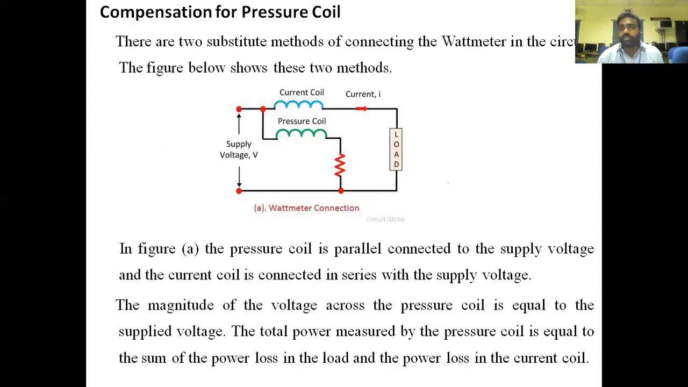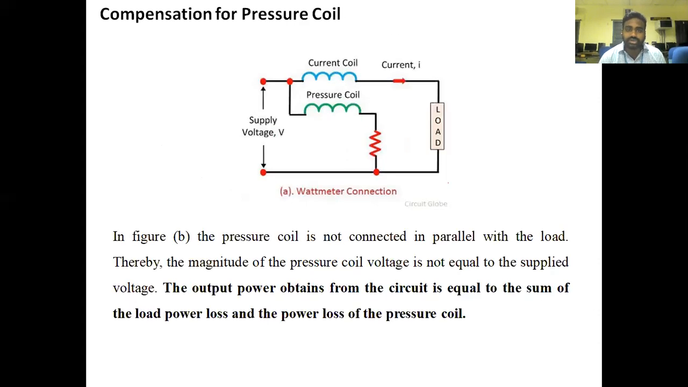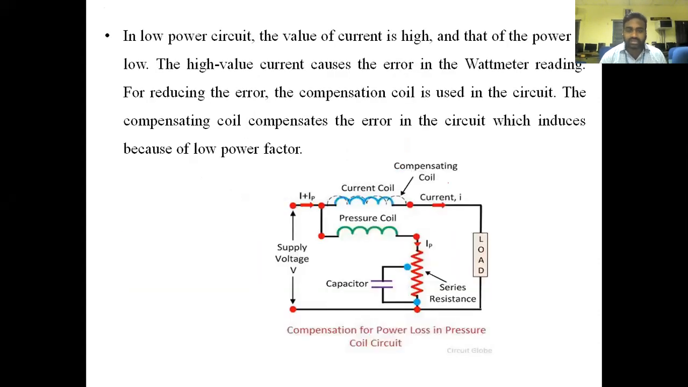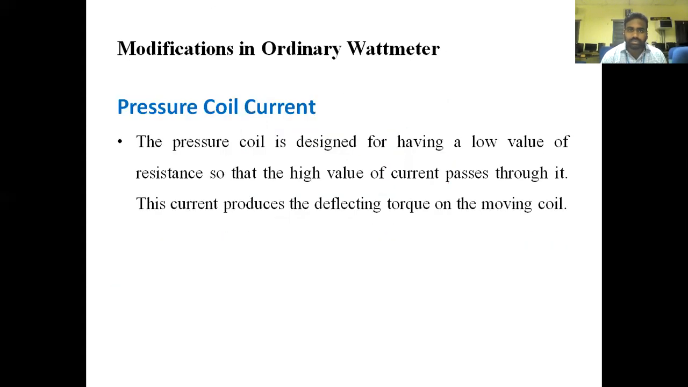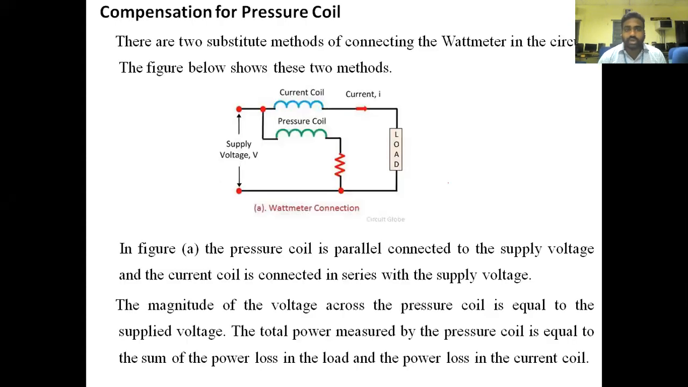The second most important modification is compensation with respect to the pressure coil. There are two types of mechanisms we can see here while compensating the pressure coil. This is one compensation, and this is an additional compensation. This is one compensation mechanism.